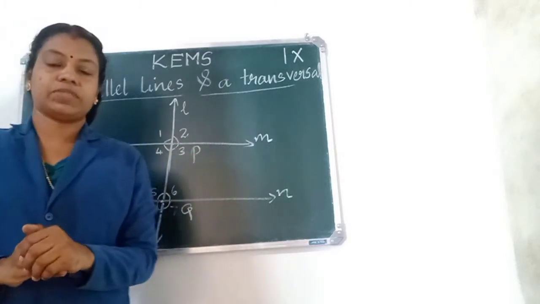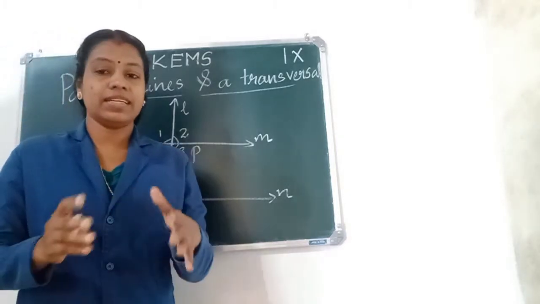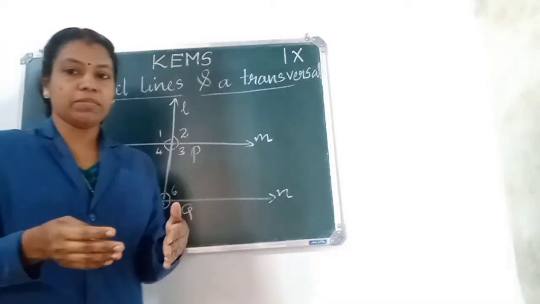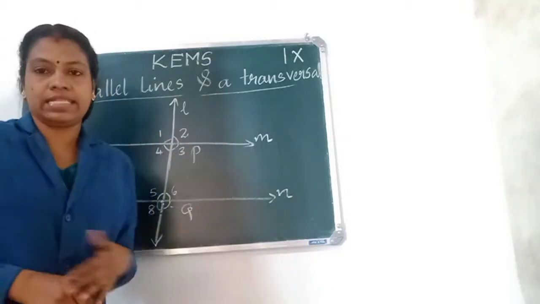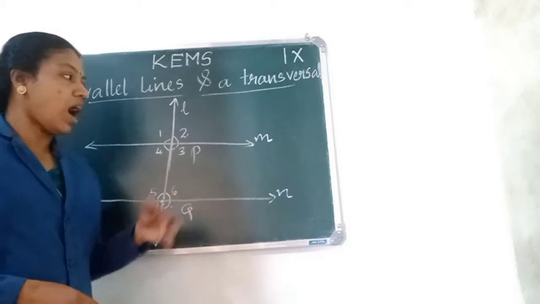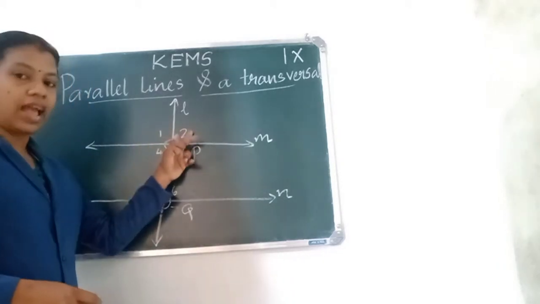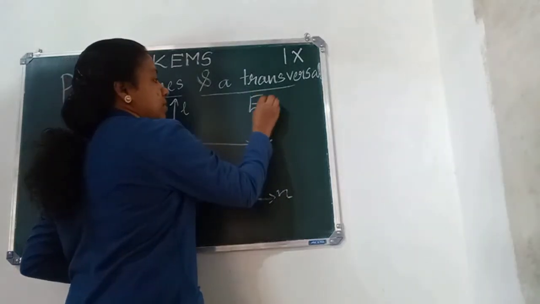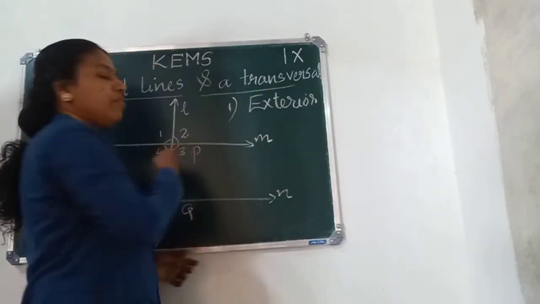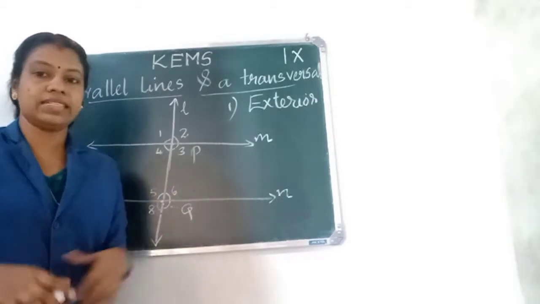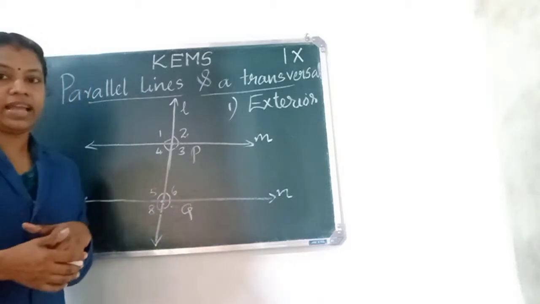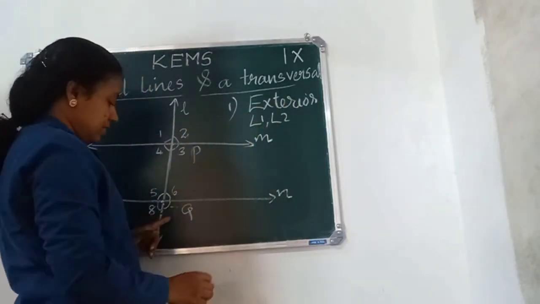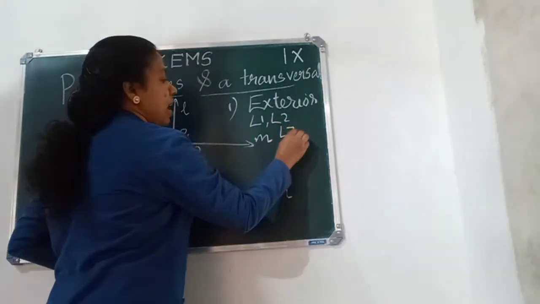Now, the first group of angles: exterior angles. Exterior means outside the parallel lines. Here the exterior angles are angle 1 and angle 2, then angle 7 and angle 8. Angles outside the parallel lines are known as exterior angles.